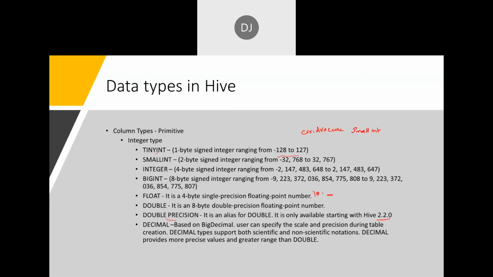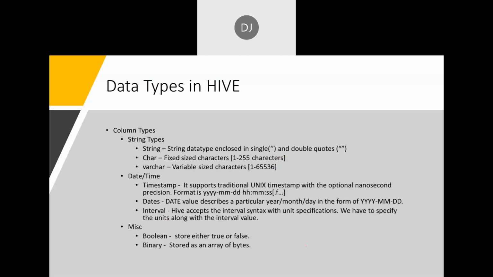Okay, users can specify the scale and the precision during the table creation. It supports both the scientific and the non-scientific notations, like logarithmic, all those things it can support. Provides more precise values and greater range than the double. This is about the integer data types which are supported in Hive.